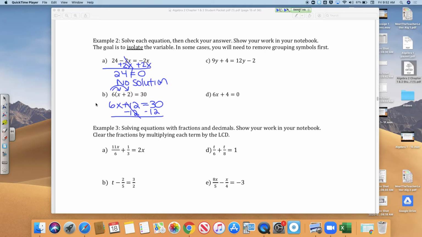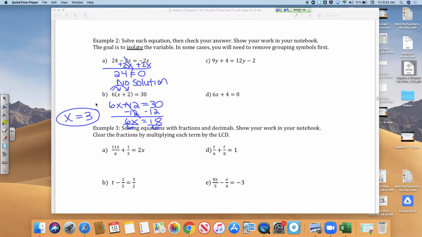When I do that, I'm left with 6x on the left, and 30 minus 12 is 18. The last thing I'm going to do to solve this equation, 6 times what number is 18, some of you will be able to do this in your head at this point, but you would solve it by dividing both sides by 6. And 18 divided by 6 is 3, so we get 3 as our answer. To verify that your answer is true, you can replace the number back in for x and verify that it does equal 30.